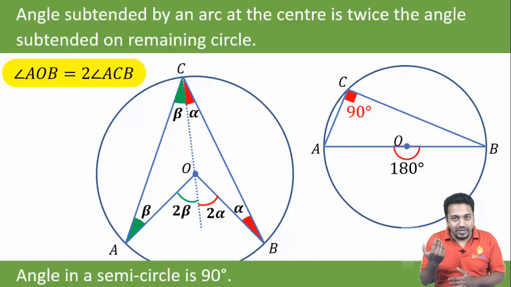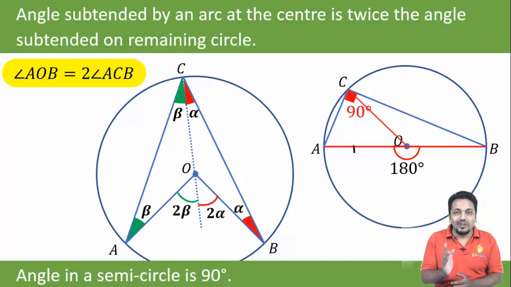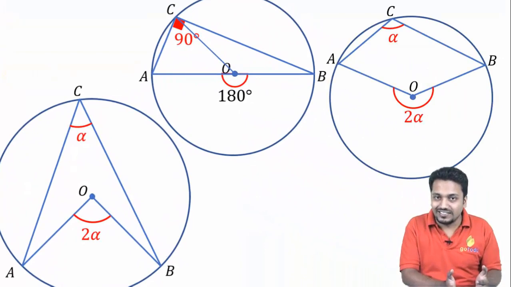Now if I drop a median from C at the hypotenuse AB of the right triangle, it will meet AB at the center O. And these three segments OA, OC and OB, which are radii of the circle, will be equal. So this property holds true when the angle at the center is 180 degrees and even when the angle at the center is greater than 180 degrees, like this.